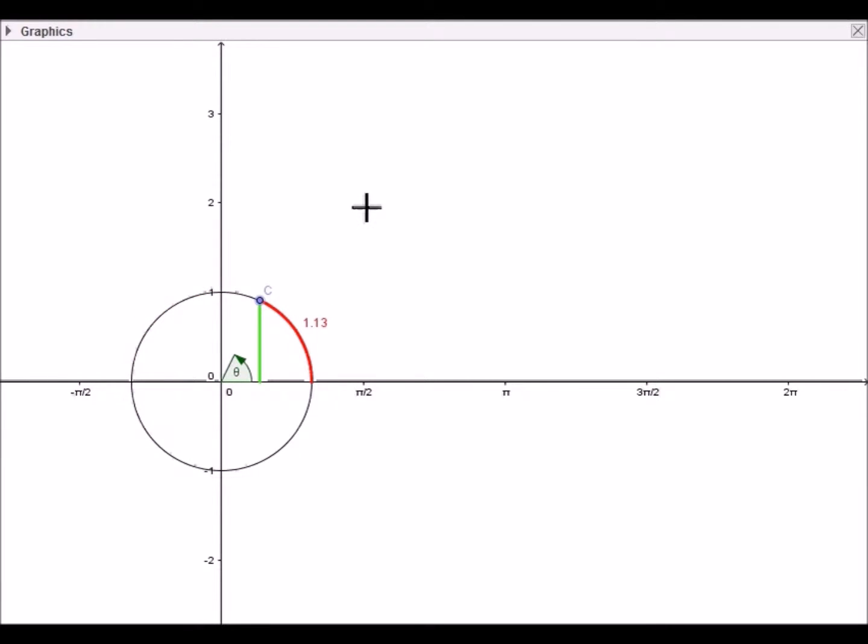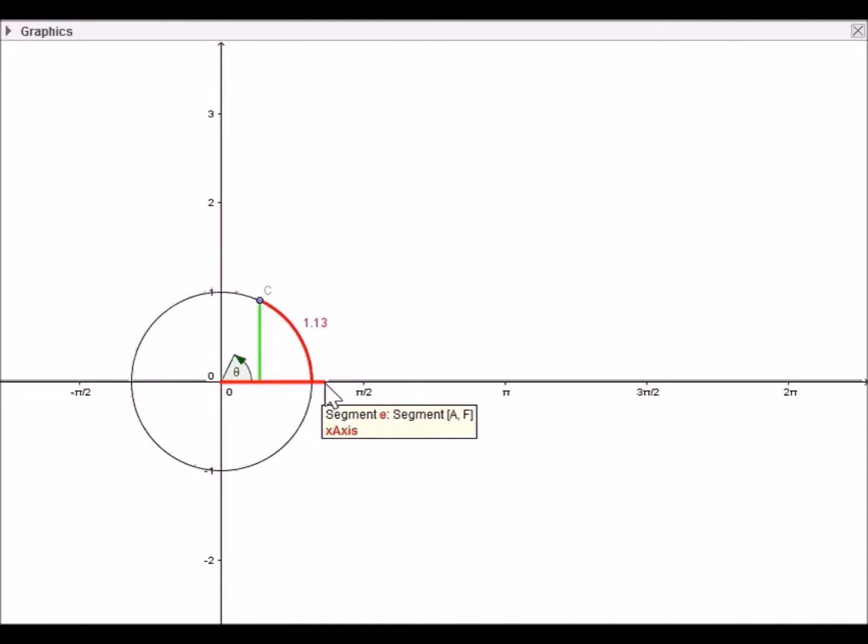To construct a sine curve, what I will need is to project this arc length onto the x-axis, because on the x-axis I want to have values of the angles in radians. So what I will do is add a line segment in red here whose length is exactly the same as the arc length in red here.